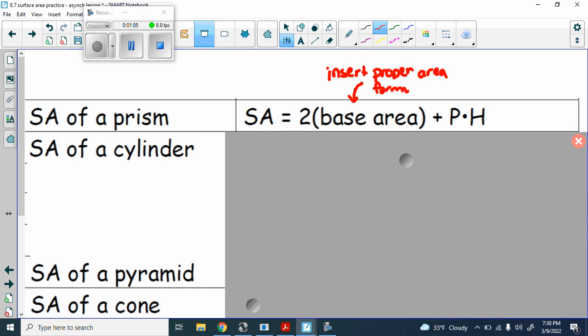If the base shape is a trapezoid, you'll put in this parentheses here 1/2 base 1 plus base 2 times height. If it's a triangle, you'll do 1/2 base times height. So this part comes out, new little formula goes in its place. Okay, that takes care of what we usually think of as the top and the bottom of the prism.